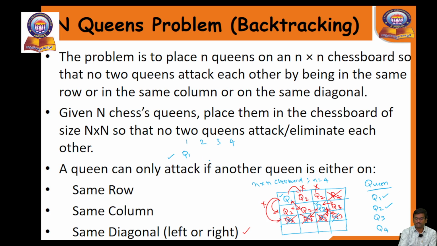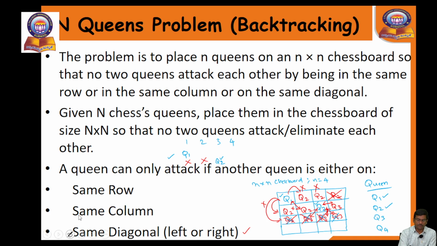And similarly, queen 3 can be placed here in the 2-3, that is second row, and similarly third column. When you place q1 in the first row, then we cannot place queen 2 in this cell, and we cannot place queen 2 in this cell. And if you place queen 2 in the second row and similarly third column, it is satisfied. And how about the next queen?